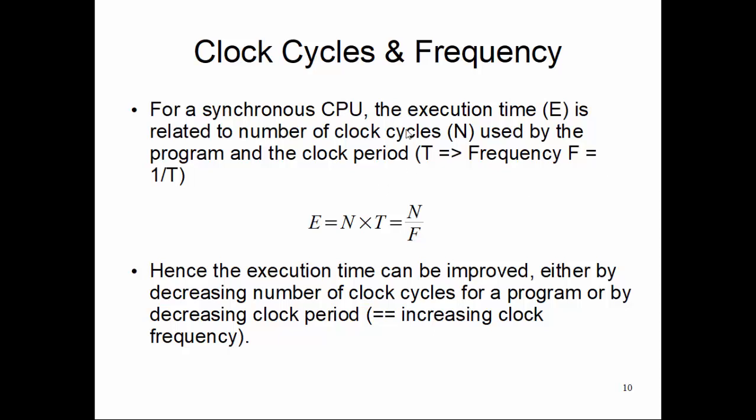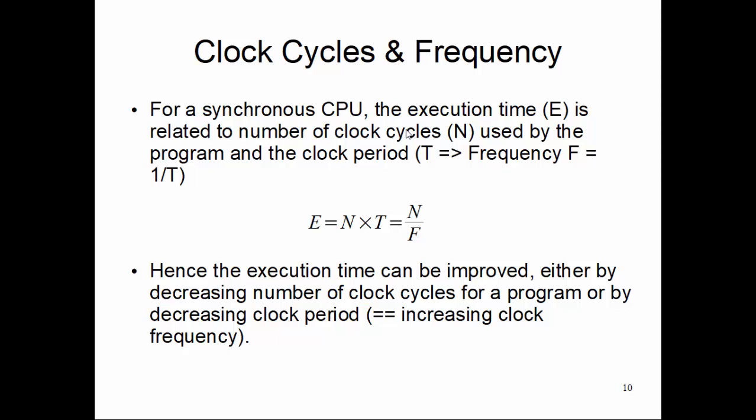So for a synchronous CPU, your execution time is basically how many clock cycles it needed to finish a program, multiplied with the time period. In this context, always remember we are talking about the CPU performance, right? That means the number of cycles needed to complete the user program code, not the system library code. Let's say n cycles are needed; you multiply it with T, and that is your execution time. So that means it's n by F.